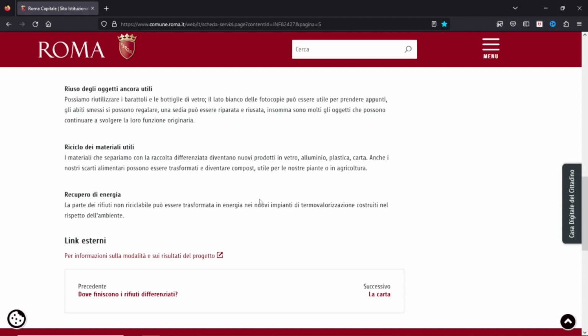Clothes that you've stopped using can be gifted. A chair can be repaired and reused. In fact, there are many objects that we can continue to spolgere, not sure what that is, maybe change from their original function. We can continue to use, but not necessarily in their original function.